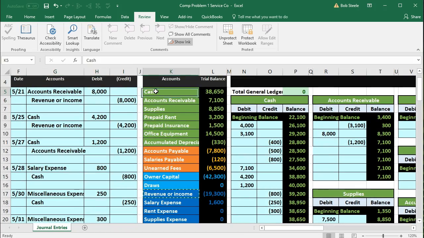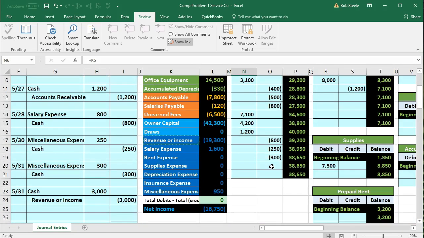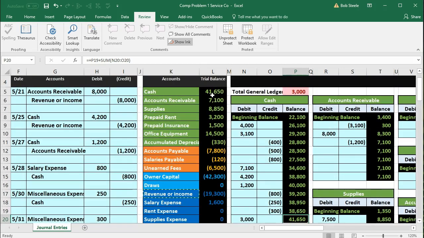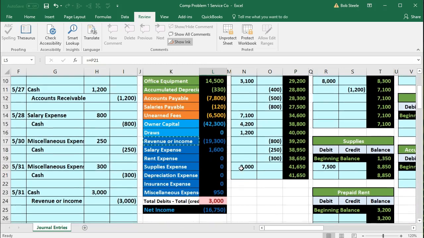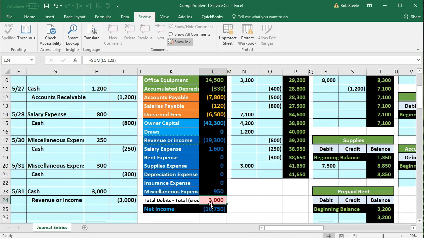First account on the trial balance, therefore first account on the general ledger. Next row that is ready and open is row 20. We're on the debit side, so column N20 is going to equal this 3,000. Once we select enter, it's going to bring this balance up by 3,000 to 41,650. That number then is also reported on the trial balance. We are now out of balance by 3,000 until we report the other side.